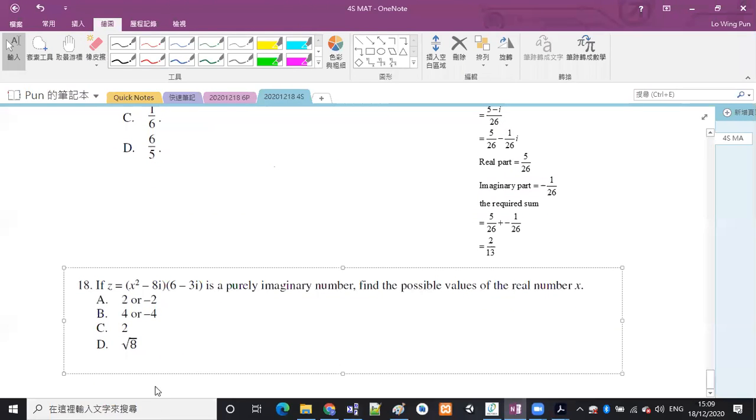Number 18. If this number Z is a purely imaginary number, remember this term, purely imaginary number means what? Means real part equals 0.